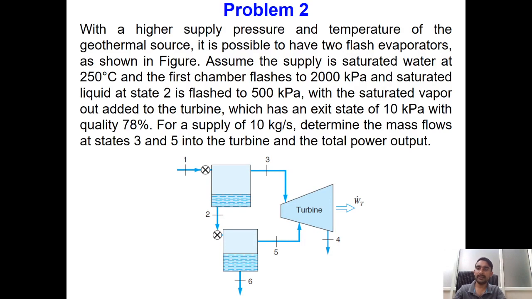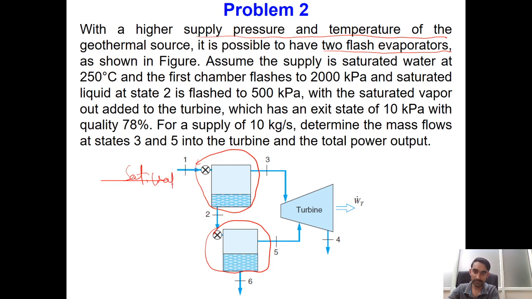If you read the problem statement, with a higher supply pressure and temperature of the geothermal source, it is possible to have two flash evaporators as shown in the figure. In this figure, this one is our first flash evaporator and this one is our second flash evaporator. Assume the supply is saturated water. So the supply point is saturated water at a temperature of 250 degrees Celsius.